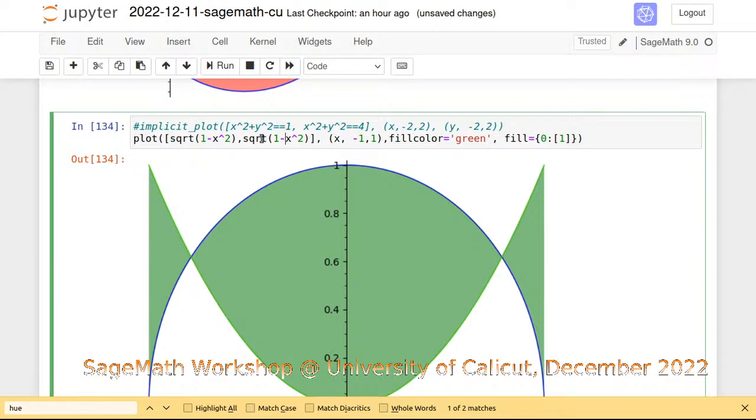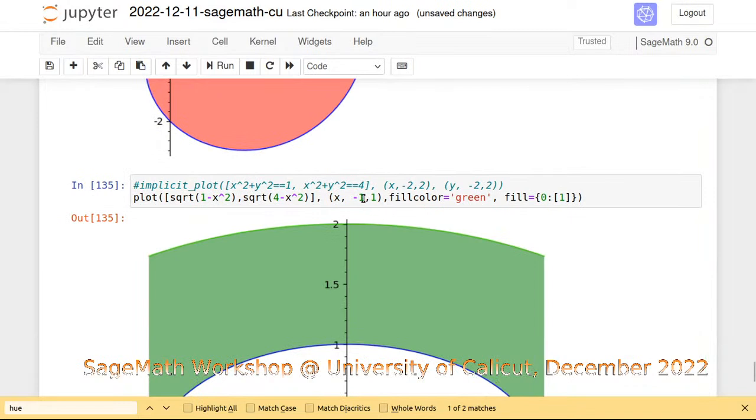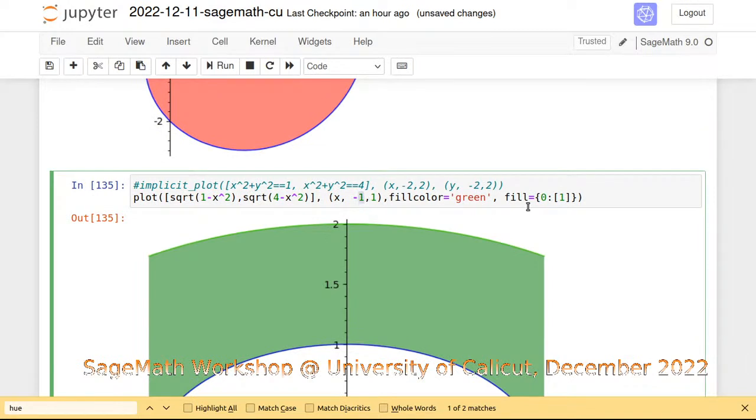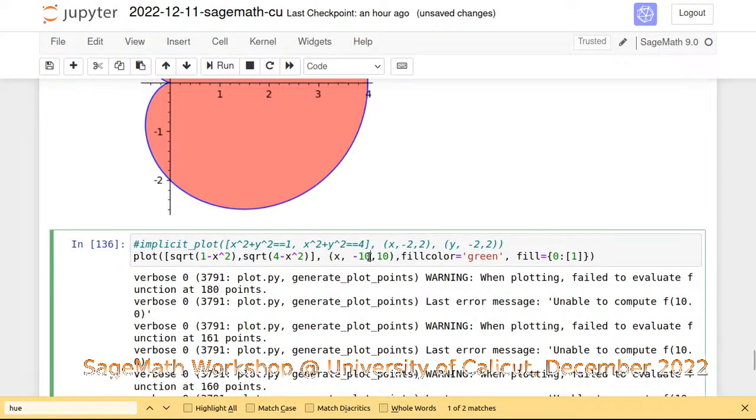So I need to reduce the radius, right, or increase the radius. 4. But in that case, I need to change this to minus 10 to 10. Suppose I take a large range. Too many things. 4.